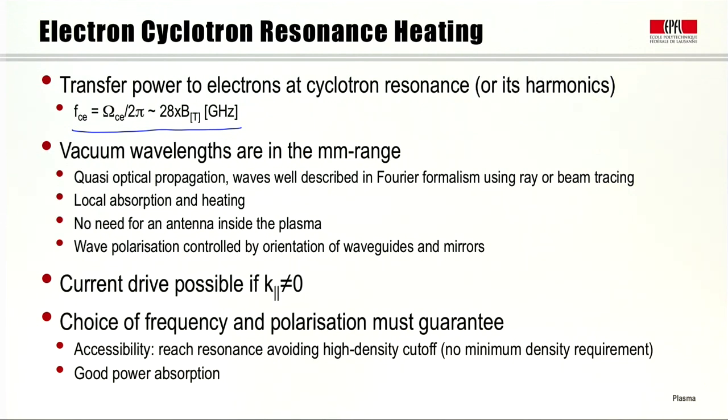So now we have to choose the frequency and the polarization that are adequate to guarantee two things. First, what we call accessibility, that is, to reach the resonance, avoiding the cutoff, which normally is implied by the presence of a density that's too high. I note that there is no minimum density requirement for this scheme, as opposed to ECRH and Lower Hybrid. And second, we need good power absorption in the plasma.